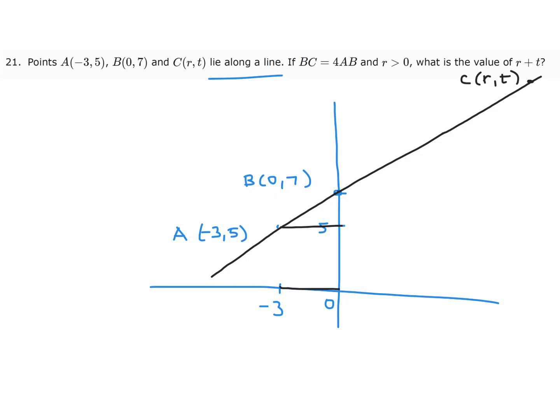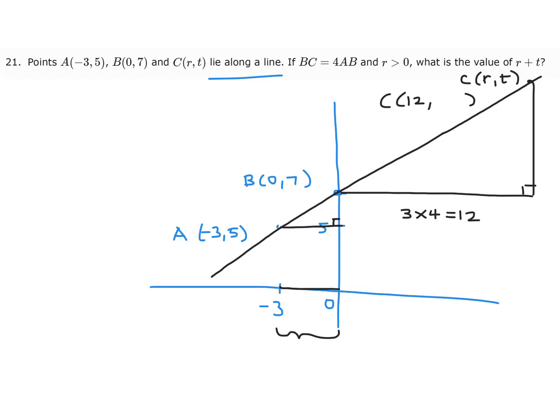So since the distance from B to C is 4 times that, we have to go 4 times the distance that we went from A to B. So instead of going 3, we'd go 3 times 4, which would be 12. So that pretty much means that we are at 12. So C is 12 something.